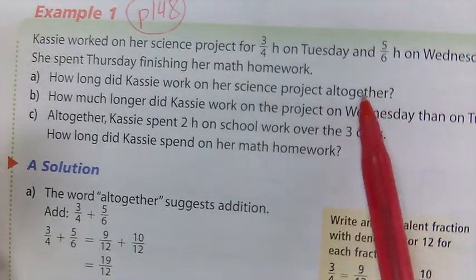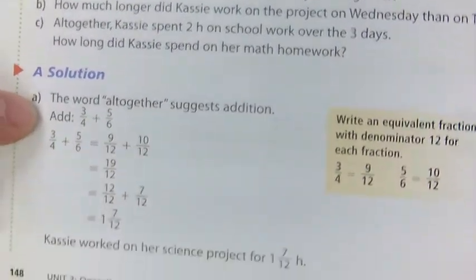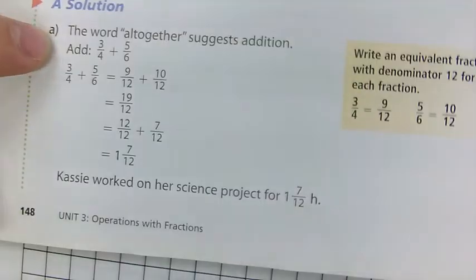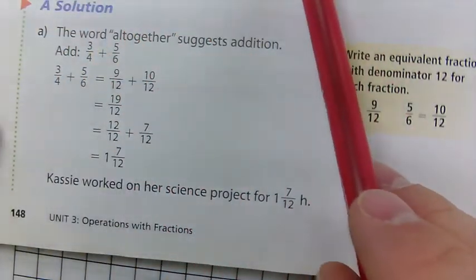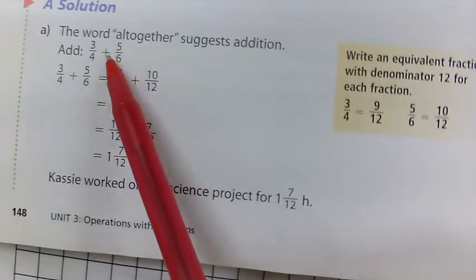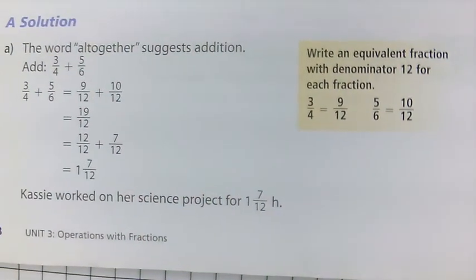Science project altogether. Notice that the word altogether suggests addition, because you're putting it all together. So you take those two numbers, 3/4 of an hour, and you add it to 5/6 of an hour. Keep bumping my camera. Sorry about that, guys.